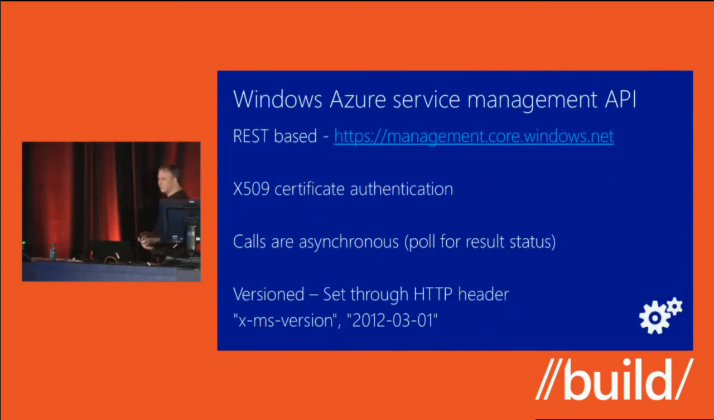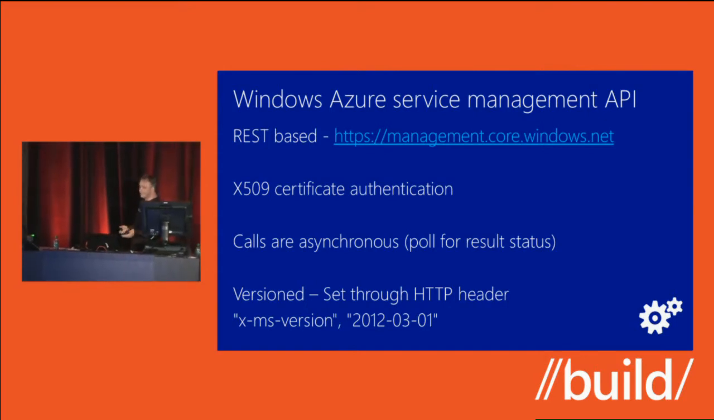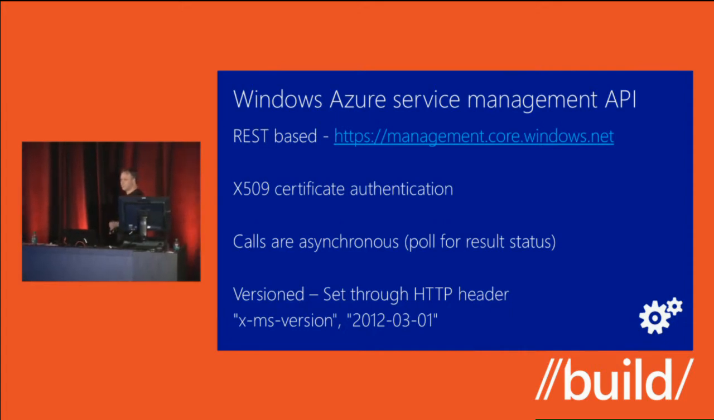So just to get started on the Service Management API, it is REST-based, so you'll be using POST, PUT, GET, DELETE, all the basic HTTP operations to perform operations on entities in Windows Azure. Authentication is using a certificate. You put an X509 certificate in Windows Azure in your subscription, you put it on your machine, you pass it in the header, and everyone's happy. If you don't have that cert in your subscription, you don't get in.